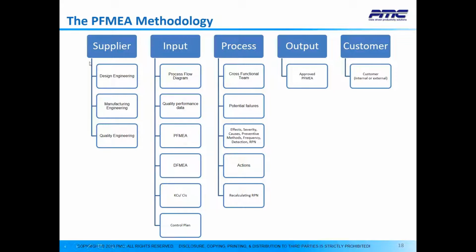So when I say supplier here, that means the resource of the inputs. So they are design engineers, manufacturing engineers, quality engineers at a minimum. So what they do is they provide all these inputs that are process flow diagram, quality performance data, PFMEA, DFMEA, KCs. Well, KC stands for the key characteristics or the critical items, and control plan.